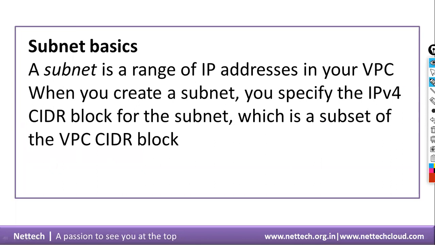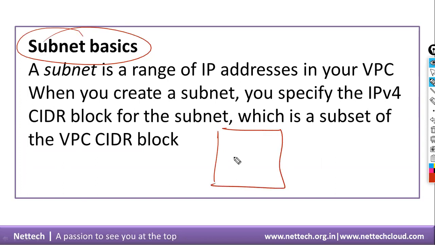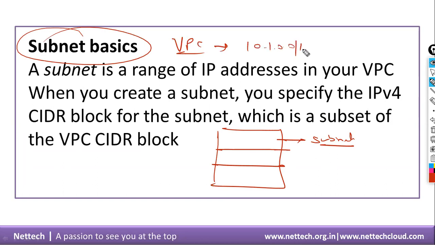Subnet, as I mentioned, is a small network. Basically, a major network is logically divided into multiple small networks, and a small network is known as a subnet, right? And a subnet obviously is a subset of your major VPC. The VPC is, let's say, the major network address, so a subnet means a subset of this major network, 10.1.0.0 or whatever network address we have used in creating the VPC.